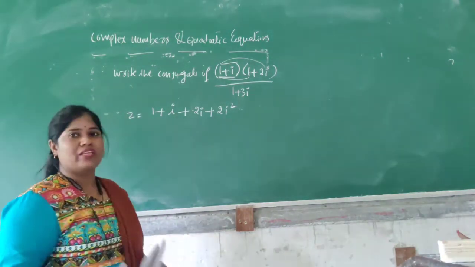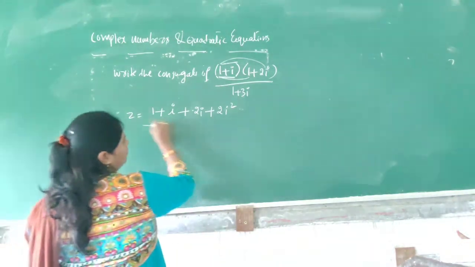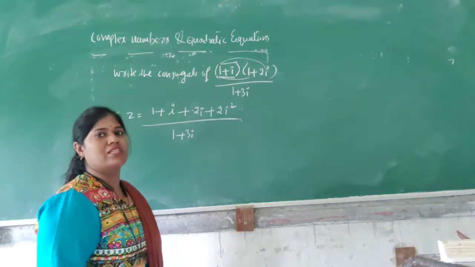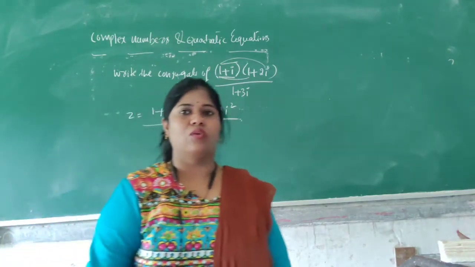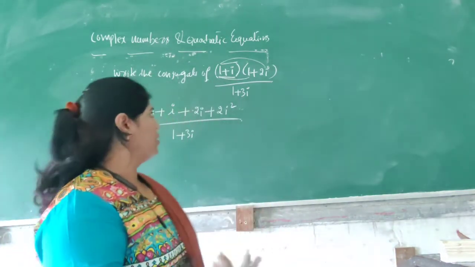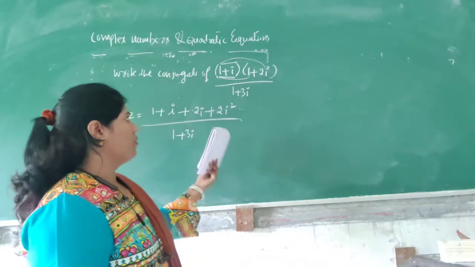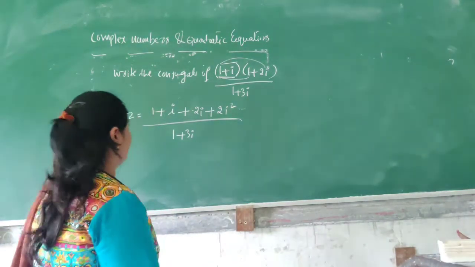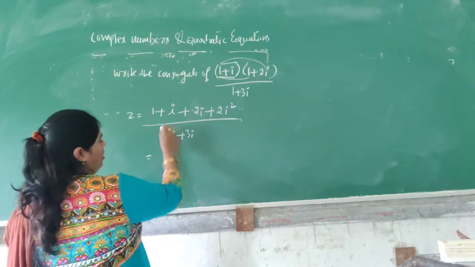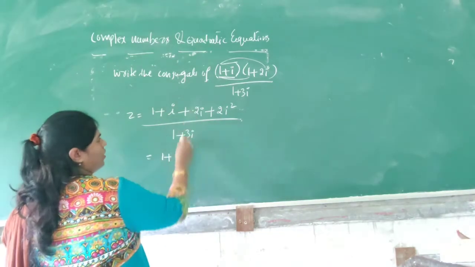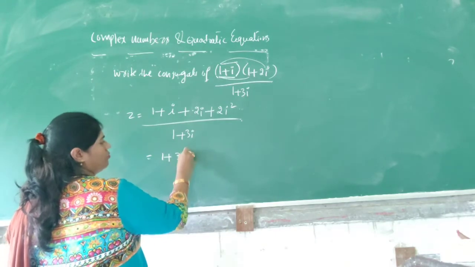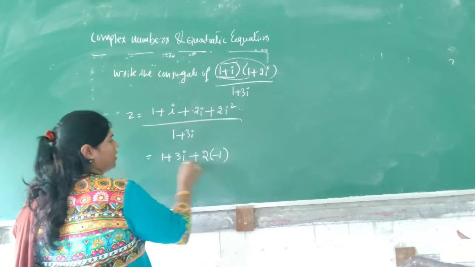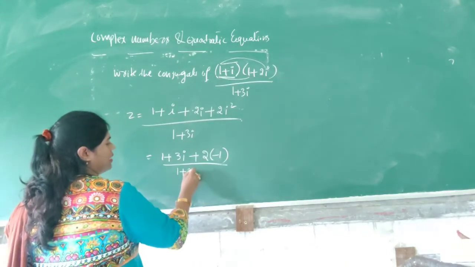So in the numerator we have simplified. The denominator is already in simplified form. There is no need to simplify it, we have to write it as it is. Okay, this one: 1 plus i plus 2i is how much? 3i, no? Plus 2 i square. What is i square value? Minus 1.